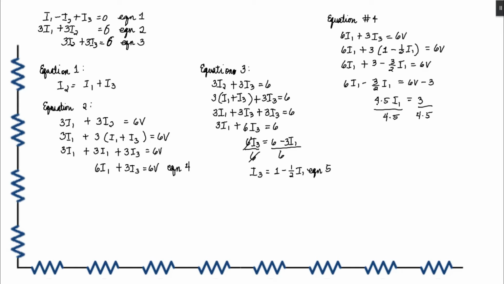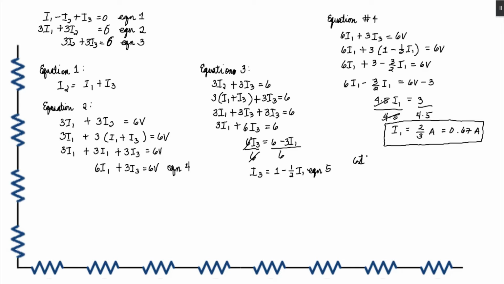4.5, then cancel out. So, our I sub 1 now is equal to 3 divided by 4.5, that is 2/3, and the unit is ampere, or 0.67 amperes. Ladies and gentlemen, this is our answer for I sub 1.